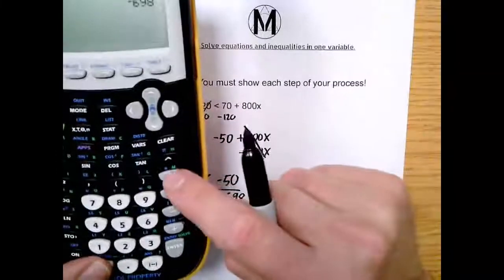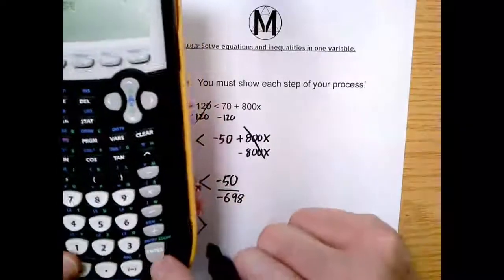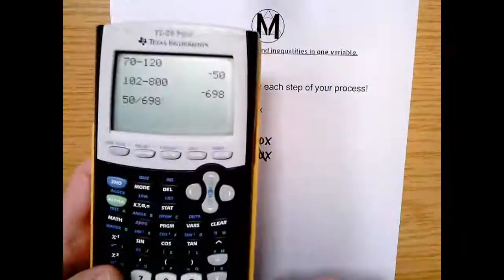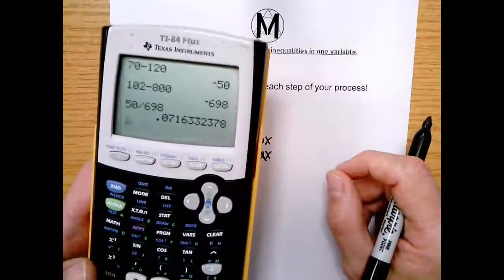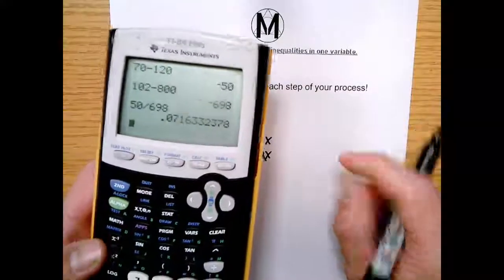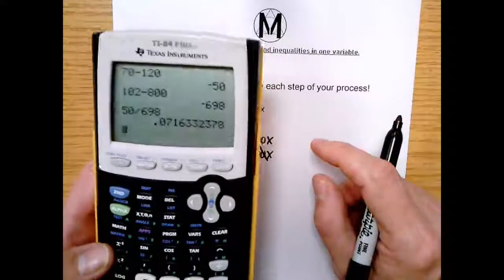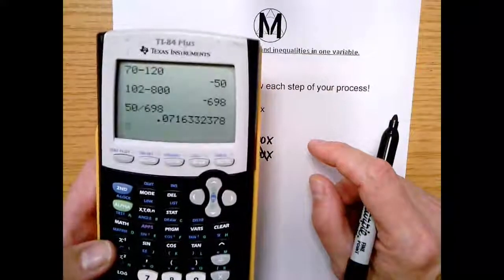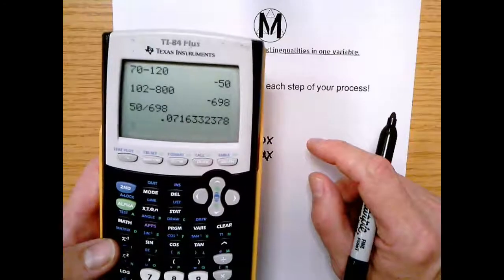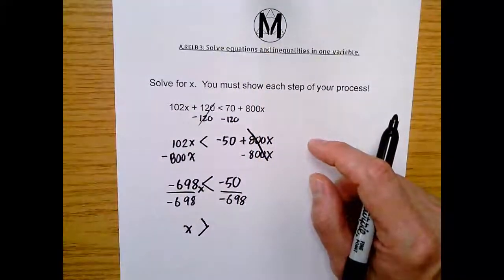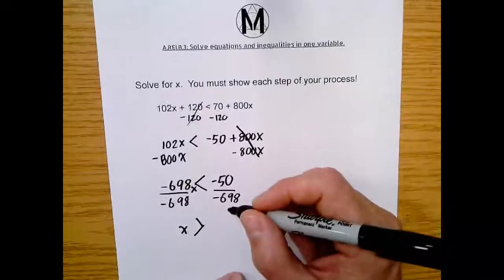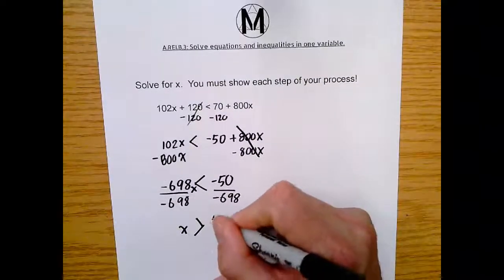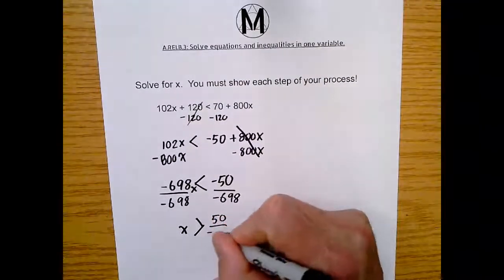So I got 50 divided by 698. I left the negatives off because it's going to be positive anyway. And we get 0.716332378. So we could round this down and estimate a decimal depending on what the question is asking for. I tend to lean toward just keeping them as nice exact fractions. So let's practice simplifying this fraction because this is a really important skill that we need to work on.